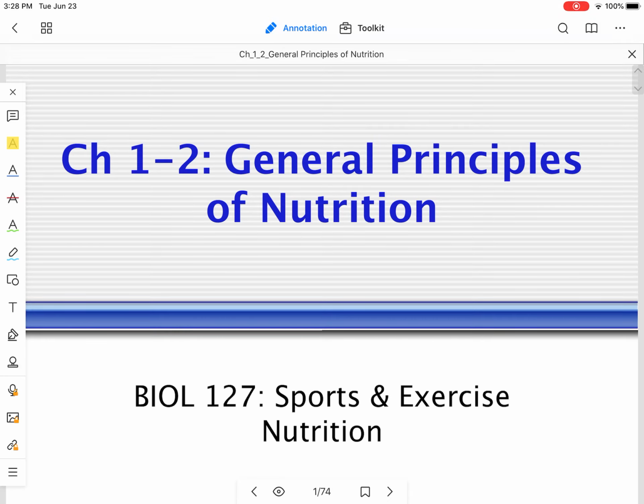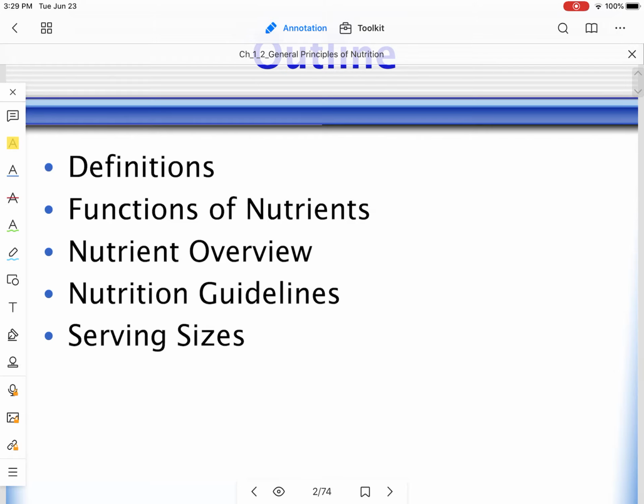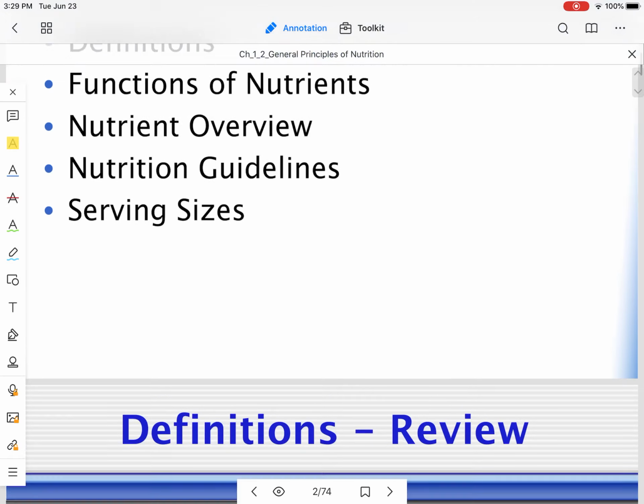Here we are for the lecture on general principles of nutrition. This is basically going to be an introduction to the nutrients. Later on in the semester, we're going to have a whole chapter on carbohydrates, a whole chapter on fats and so forth, but this is kind of the intro. So we're going to introduce the nutrients and talk about them a little bit, just to get you introduced. Here's the outline. Let's just dive right in, shall we?